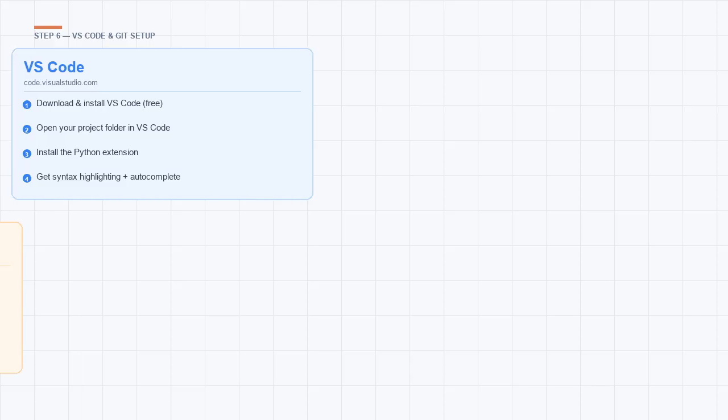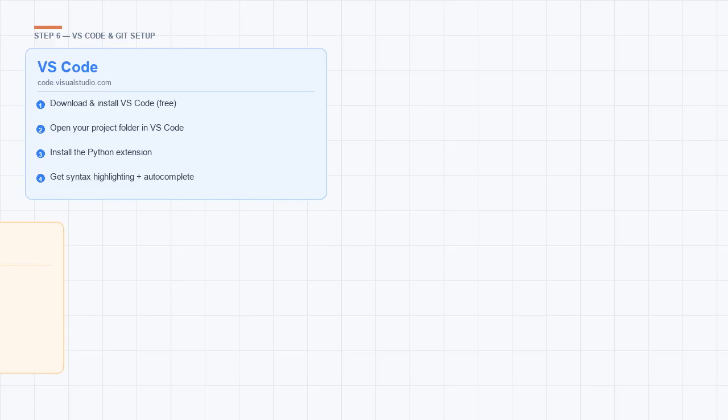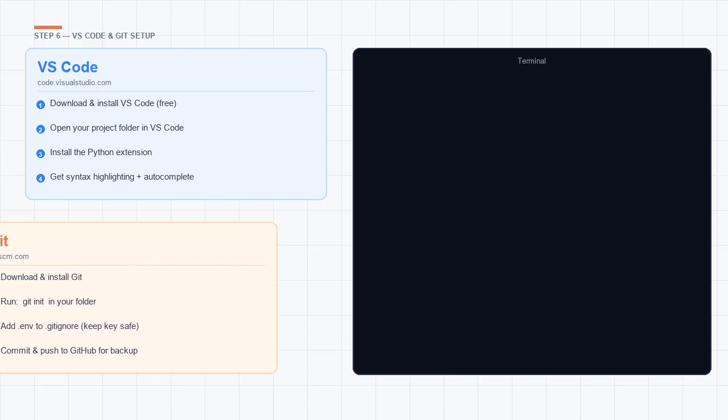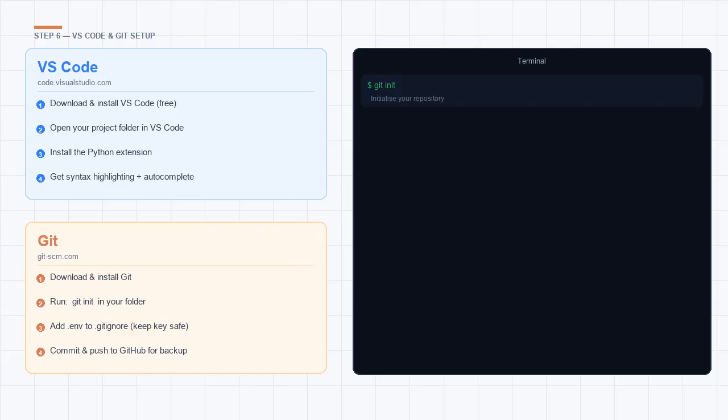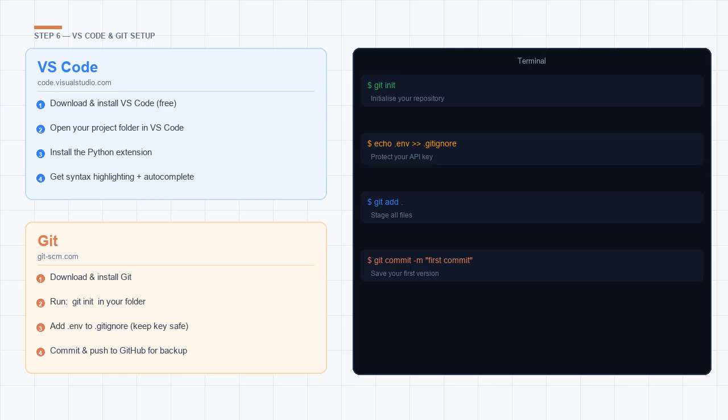For Git, download it from git-scm.com. Open your terminal and run git init to initialize a new repository. Create a .gitignore file and add .env to it. This keeps your API keys safe. Then run git add . and git commit -m "first commit". If you want to back up to GitHub, create a free account at github.com, create a new repository, and push your code. This way your code is safe, version controlled, and accessible from anywhere.